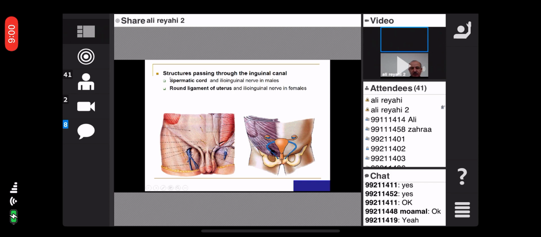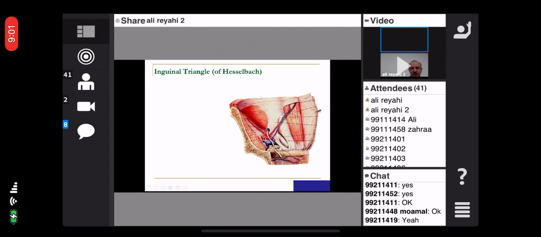Structures that pass through the inguinal canal: a spermatic cord and ileoinguinal nerve. Ileoinguinal nerve, if you remember, is a branch of L1, the first lumbar spinal nerve, in male, and round ligament of uterus and ileoinguinal nerve in female or woman. Okay, this is the content of the inguinal canal.